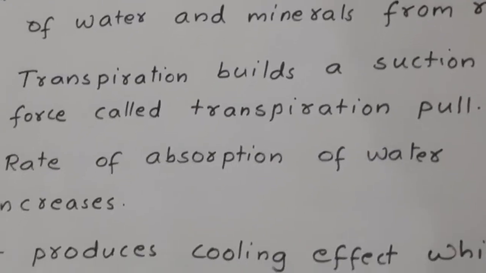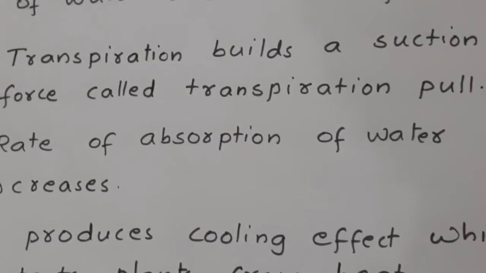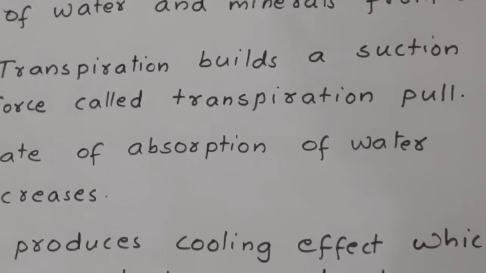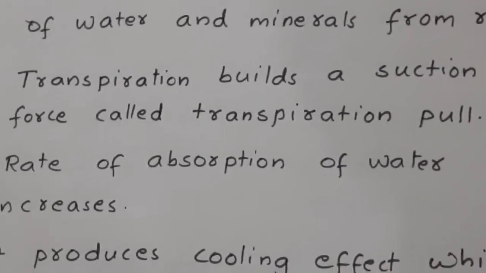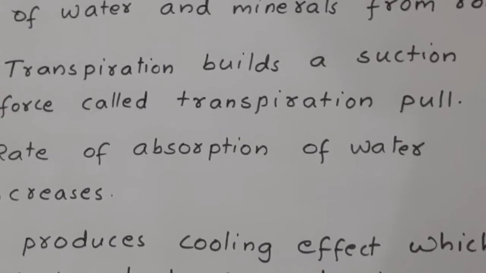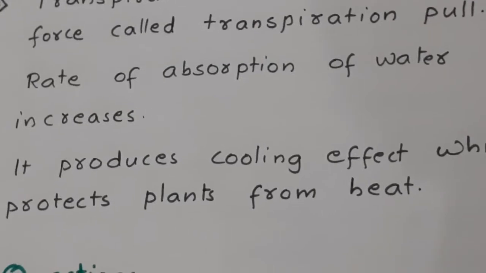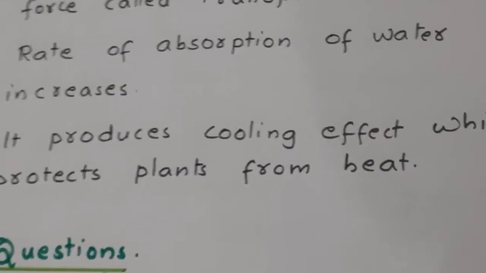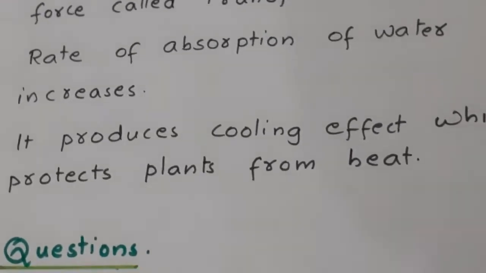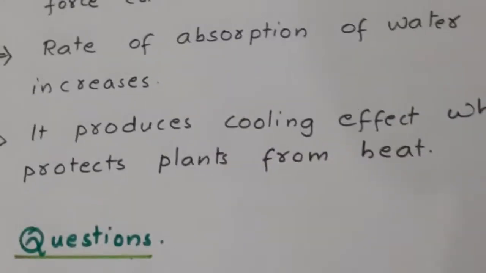And second, transpiration builds a suction force called transpiration pull. Since the water is moving upward, there will be a suction force. One force will occur there, and that force is called transpiration pull. And the rate of absorption of water increases. So automatically what will happen? The roots will absorb more water. The water will enter the plant body because the water is being lost at the top, and the water is being pulled upward also.